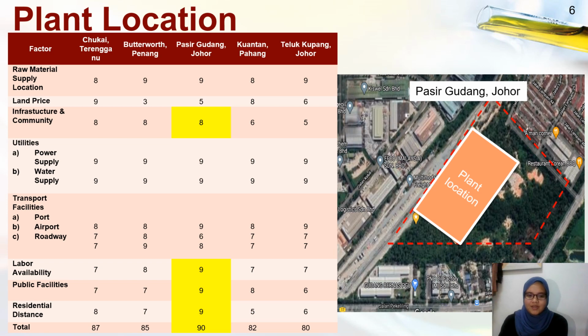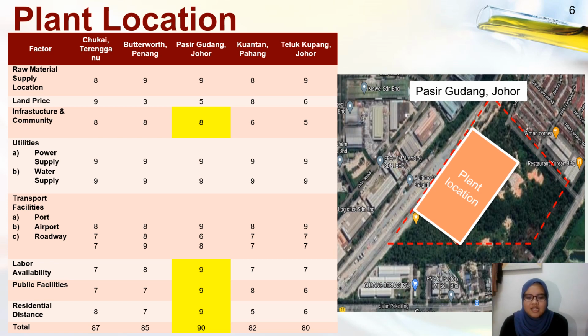Next, for the plant location, based on our plant design, 5 locations are chosen for consideration, which are Chukai Terengganu, Butterworth Penang, Pasir Gudang Johor, Kuantan Pahang, and Tanjung Kupang Johor. The table shows the characteristic of each location, and the next table shows the mark analysis, which is used to assess the location. The final decision is based on the total mark calculated as shown in the table, and Pasir Gudang Johor is selected as the most ideal location for the plant.